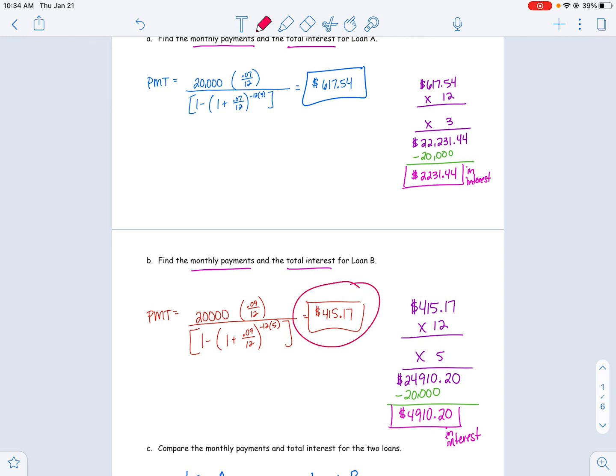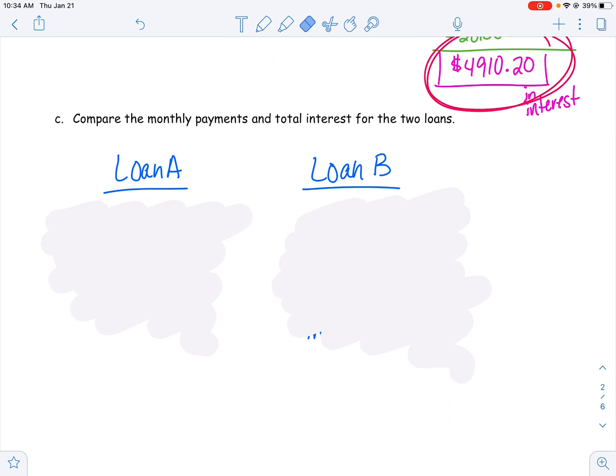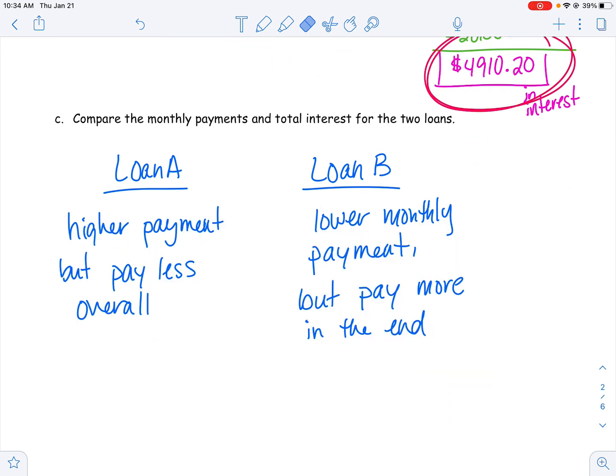However, what's the downfall of Loan B? Well, you end up paying a lot more money in interest in Loan B to have that lower monthly payment. So when I go to compare these two loans, Loan A gives me a higher payment, but I end up paying less overall. Loan B gives me a lower monthly payment, a little more affordable in the short term, but I end up paying a lot more money in the end.